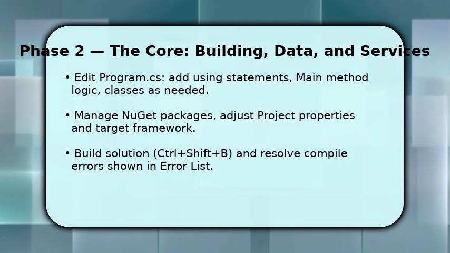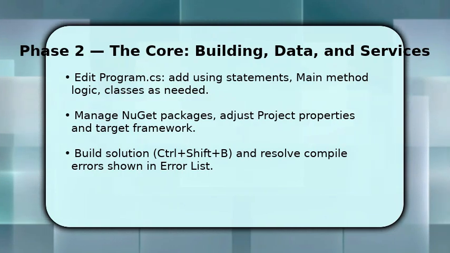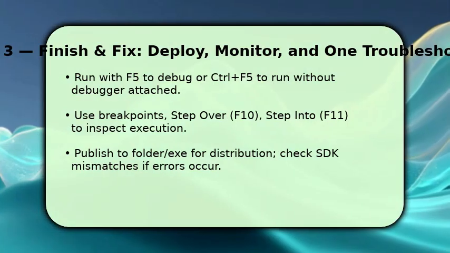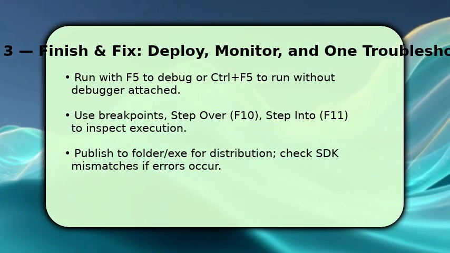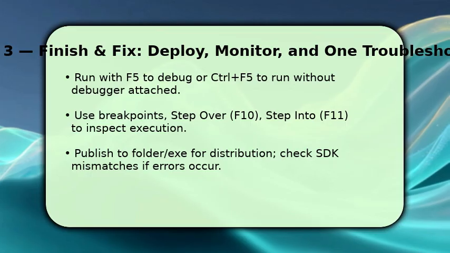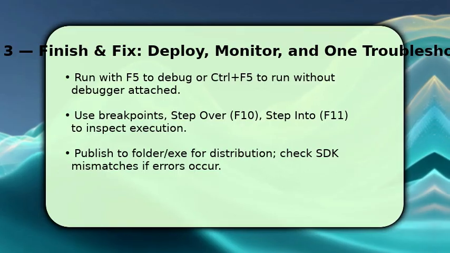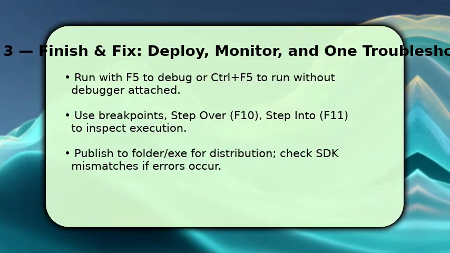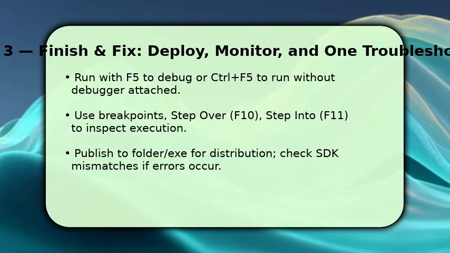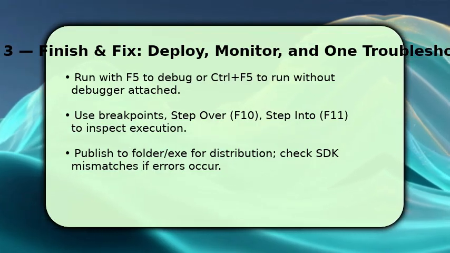You can run the program with F5 to launch under the debugger, or Ctrl+F5 to execute without break mode. This shows console output immediately. Use breakpoints and step over or step into to watch values and control flow. When finished, publish the project to a folder or build a self-contained executable for distribution.